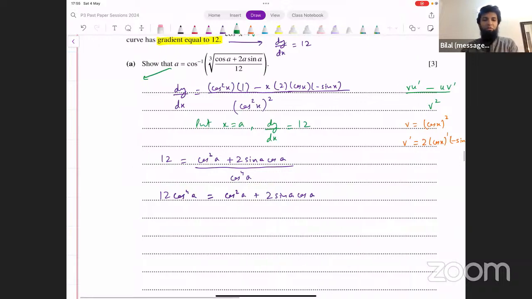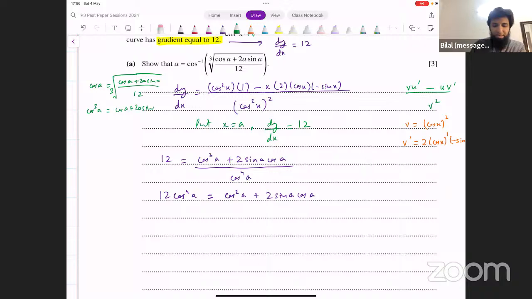Sometimes when you have to prove something, you have to think about what are going to be the last couple of steps. So you can think about, okay, this is the form that you want at the end. So this is cos inverse of this whole thing. Just before this happens, you would have something like this: cos of a equals cube root of cos of a plus 2a sine a divided by 12. Cube root of this. And then if you take cube on both sides, that gives you cos cube a equals cos of a plus 2a sine a divided by 12.